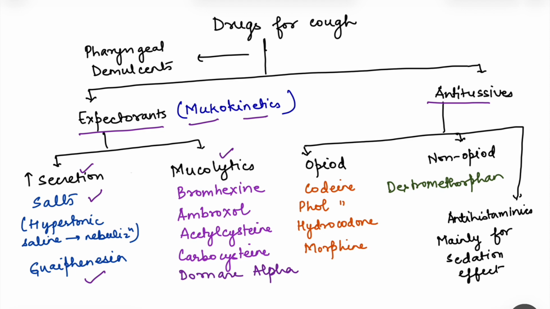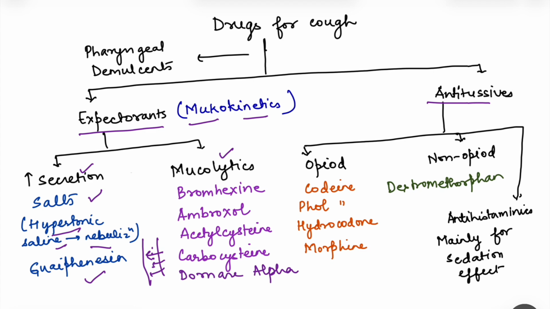Now these salts, for example, ammonium chloride or hypertonic saline, which is used for inhalation, in nebulization, it is inhaled. So what happens is that this hypertonic saline goes into the airway passages, and this is hypertonic, that means the osmolarity is more than that of the body fluid. So it is going to draw water into the respiratory passages. So that is going to increase the secretion of the mucus.